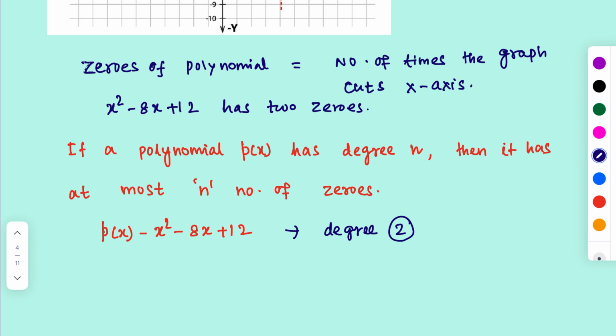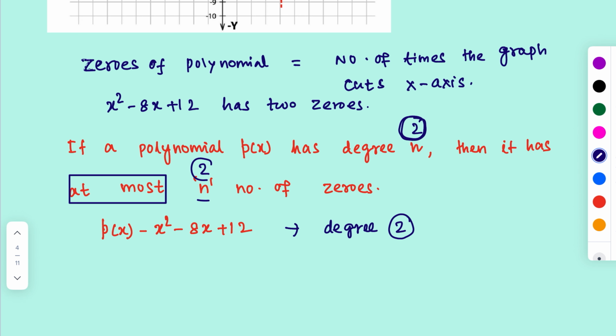It will intersect the x-axis at maximum 2 points, and here we have already seen that it intersected the x-axis at 2 points. Then, at most, what does it mean? At most means if the polynomial has degree 2, then in place of n you read it as 2. If a polynomial p(x) has degree 2, then it has at most 2 roots.